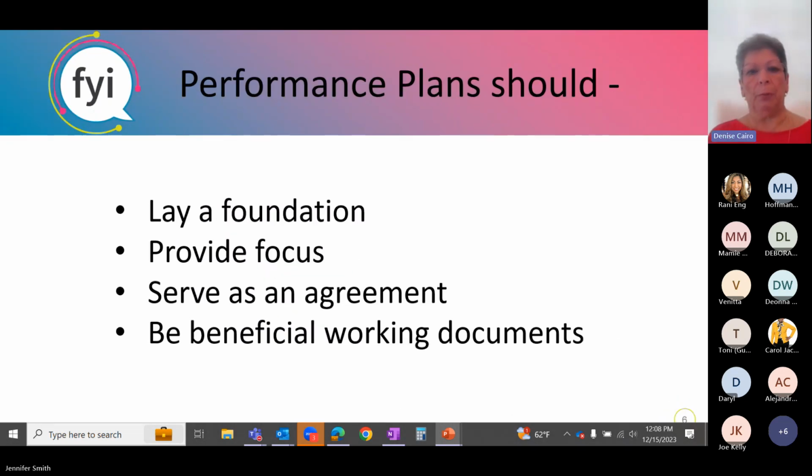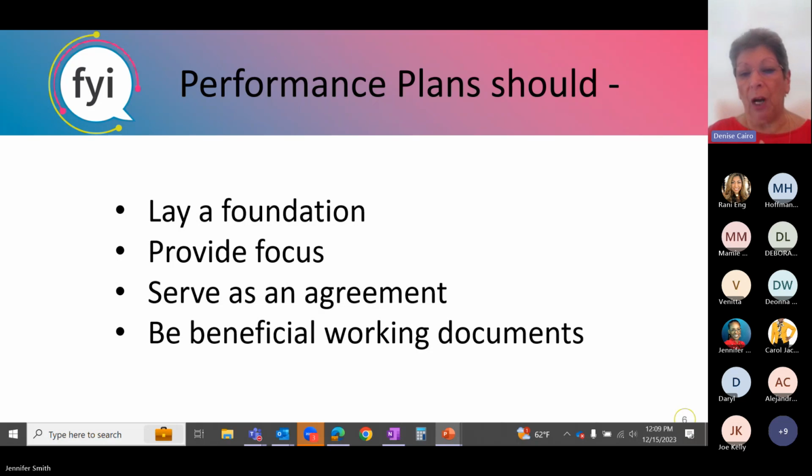Now, performance plans and performance standards should lay a foundation for the work. What work is expected to be accomplished during the course of the year, and how well that work should be accomplished. I always say that performance plans tell employees what is expected of them, and it tells the supervisors what they can expect from that employee in terms of performance. So it's a two-way street.